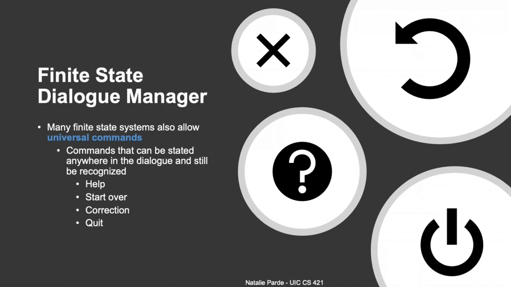One thing that wasn't present in the previous example, and that many finite state systems do allow, was a universal command, for example, to seek help, start over, correct the last input, or quit. These can be really helpful for reducing user frustration in system initiative dialogue systems.